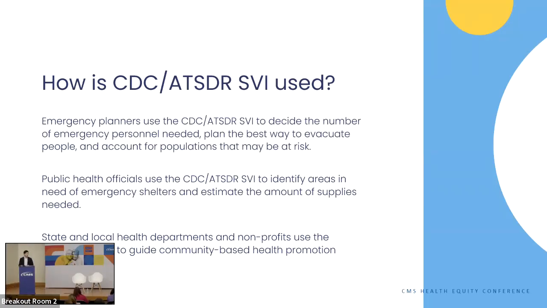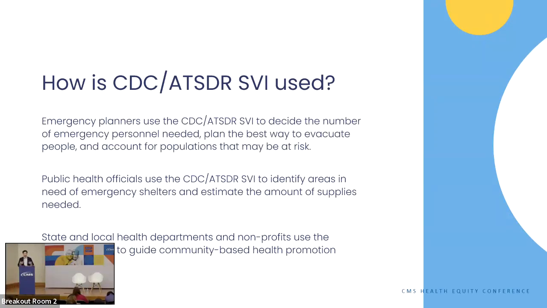So CDC ATSDR SVI, bit of a long acronym. It's used by emergency planners to decide the emergency personnel needed and to plan the best way to evacuate or otherwise respond to an emergency based on the populations that may be at risk. Health officials use it to identify areas in need of emergency shelters and estimate the amount of supplies needed. And state and local health departments and nonprofits use it to guide community-based health promotion initiatives.